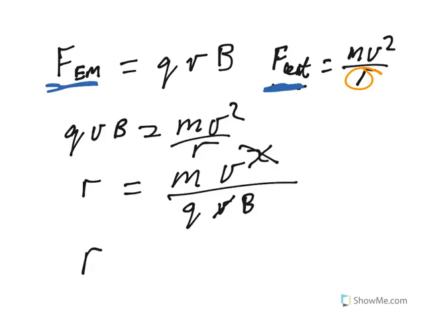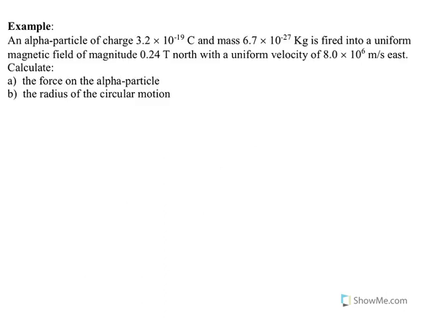So the radius of the circle depends on the mass of the particle, the velocity it's moving, the charge on the particle, and the field that it's in. Alright, and so that's handy, that's something you put on your sheet of notes, because it could be handy. Alright, so let's have a look at an example using it.